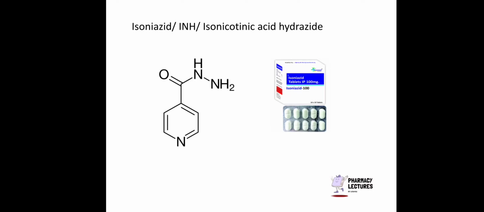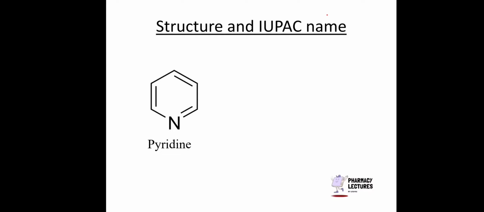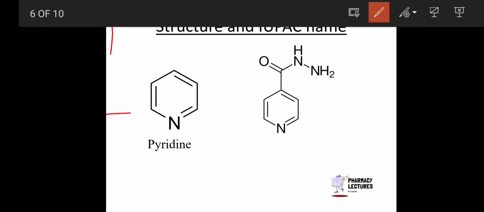Let's see the structure of isoniazid. Isoniazid is also called INH or isonicotinic acid hydrazide. The heterocyclic ring present in isoniazid is pyridine. Pyridine is a 6-membered heterocyclic ring having nitrogen as the heteroatom. Here we have the structure of isoniazid.